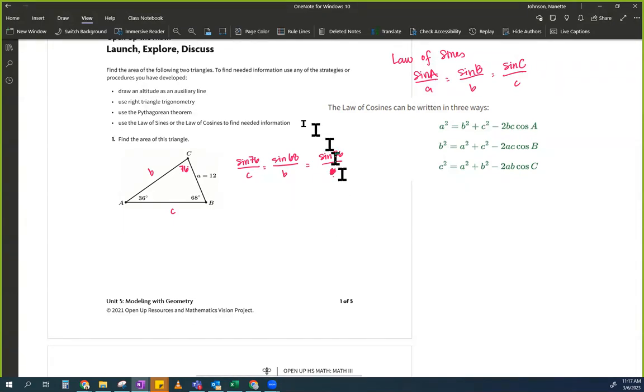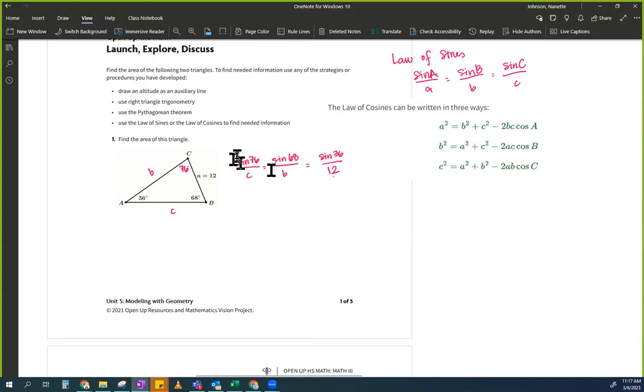So who's going to be my helper? Who's going to help me the most here? Yeah, this is going to be my most helpful here. Ms. Johnson, why is this going to be the most helpful? Because I know it and I know it, right? So I'm going to solve each of these, and then that's going to get me B and C, and then I'm going to have to find my altitude.